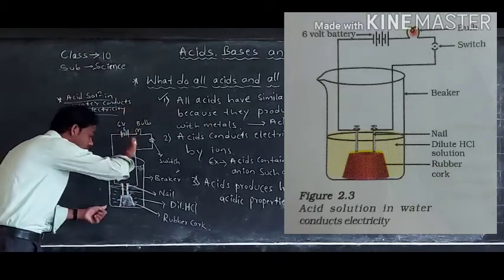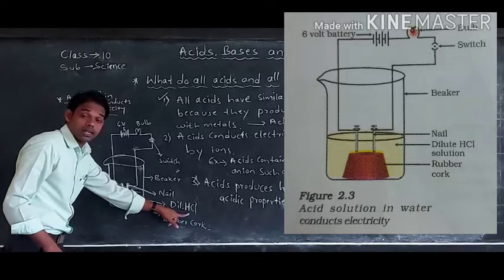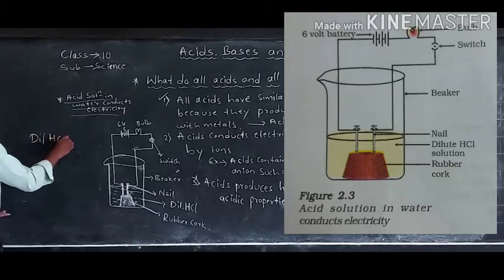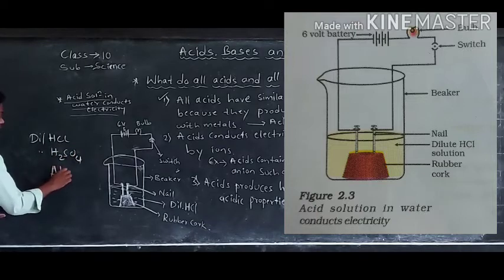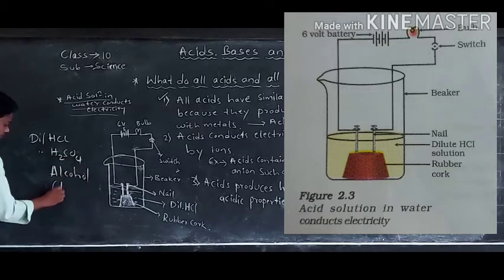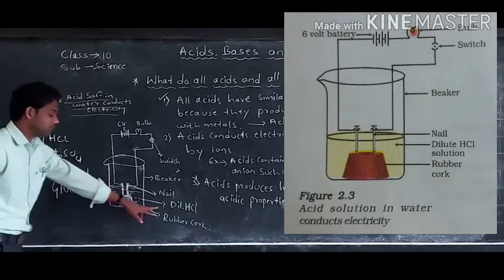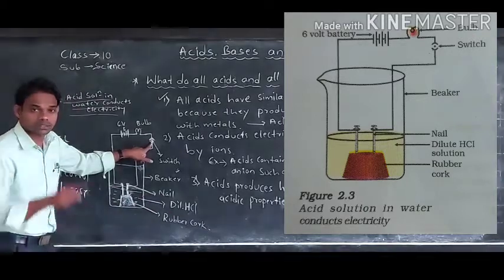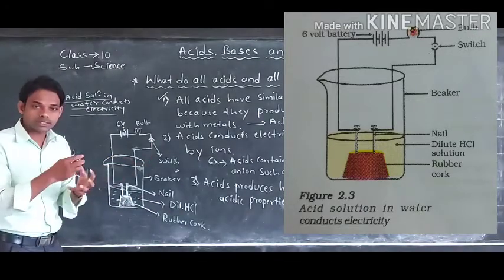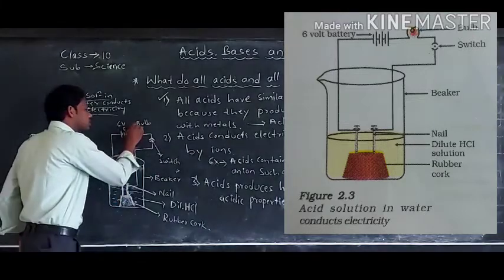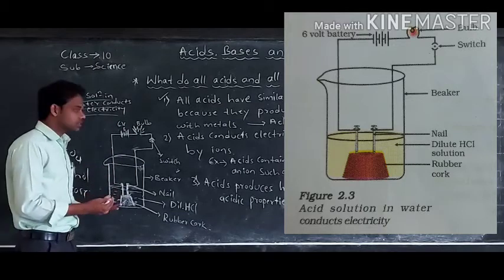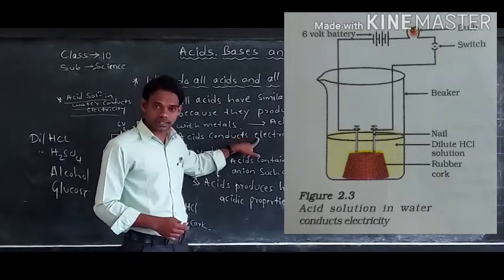Now pour dilute hydrochloric acid. You can take dilute hydrochloric acid, dilute sulfuric acid, or alcohol or glucose. Here I am taking dilute hydrochloric acid. Now switch on. What happens? After some time, the bulb will start glowing. What does it show, friends? It shows that acids conduct electricity.